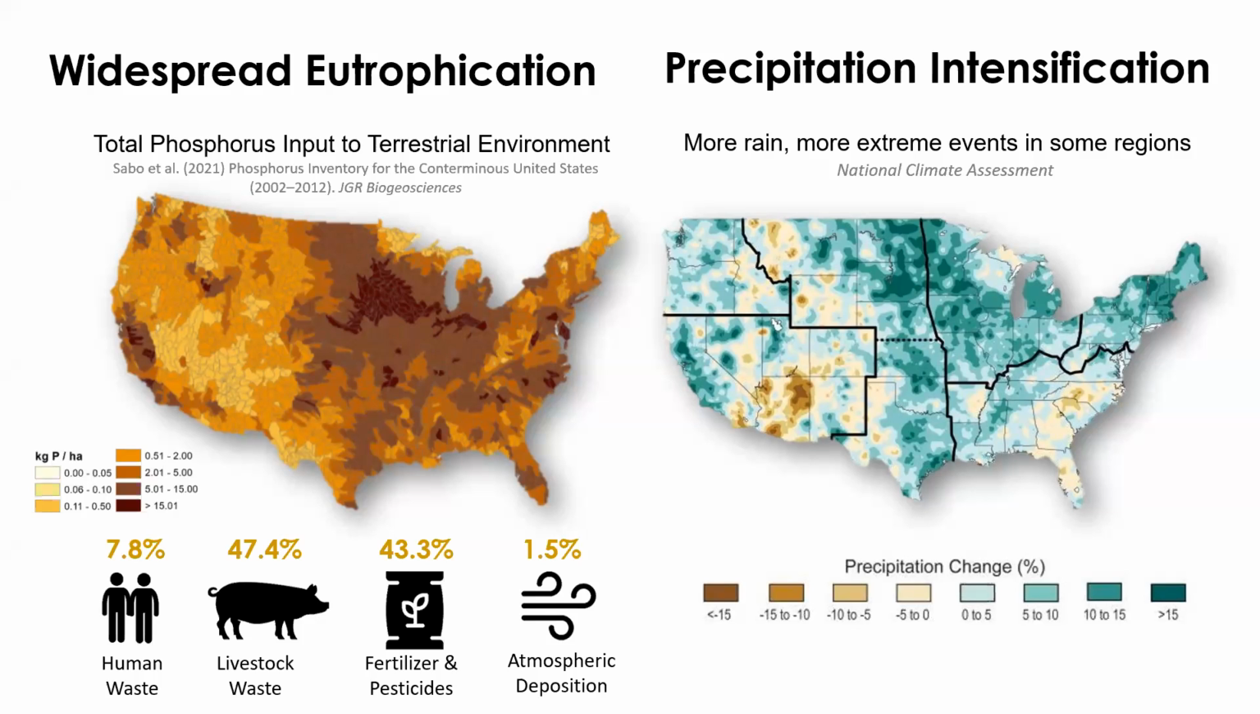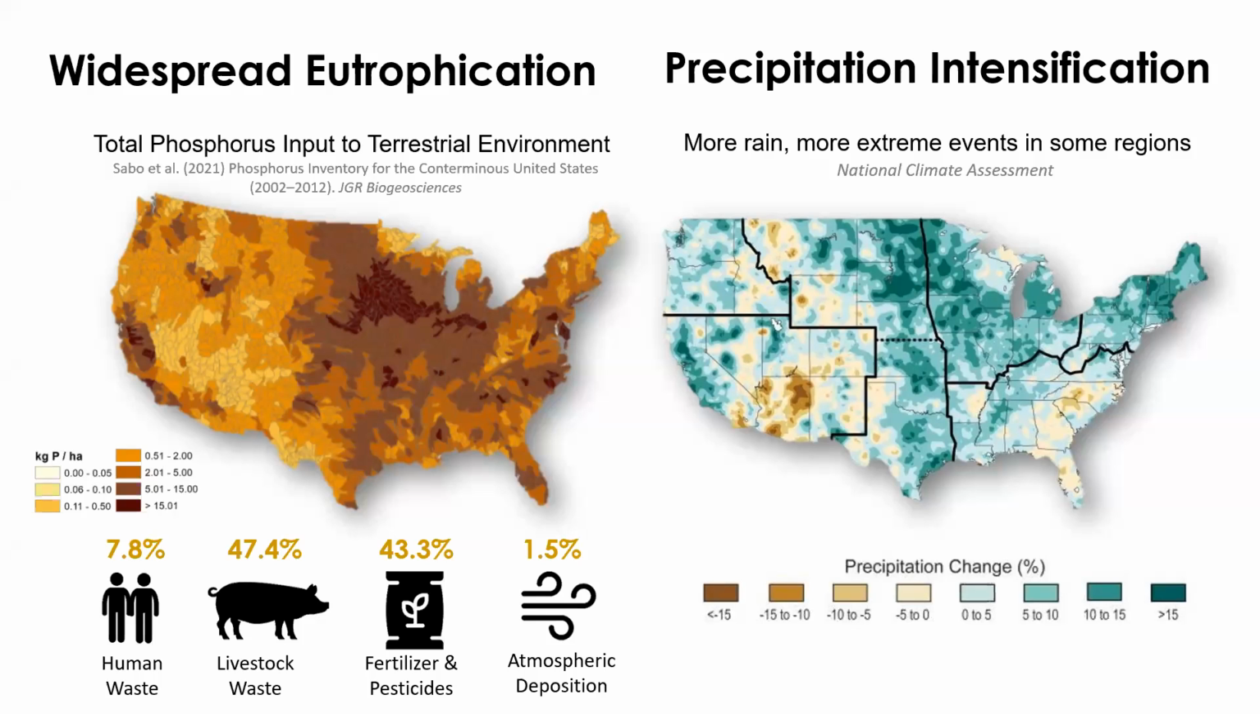This is a phosphorus inventory for the United States from the years 2002 to 2012. And as you can see, there are a lot of phosphorus inputs occurring on this landscape. Of course, here in the north central region, we see really high phosphorus inputs, particularly supporting the large agricultural industry that we have in this area. And those aren't solely agriculturally related phosphorus inputs, although about 43% is coming from fertilizer and pesticides, and another 47% from livestock waste.